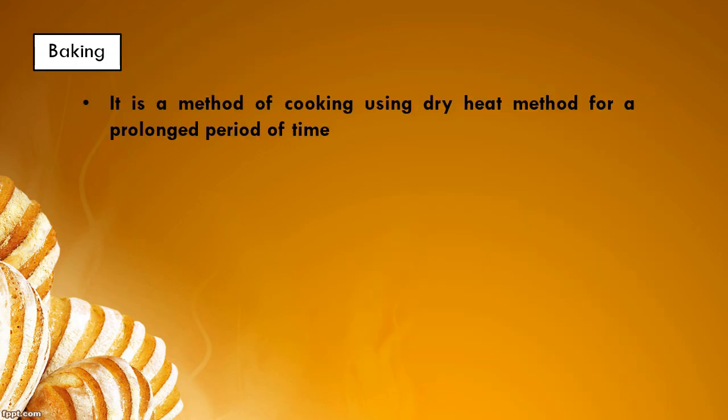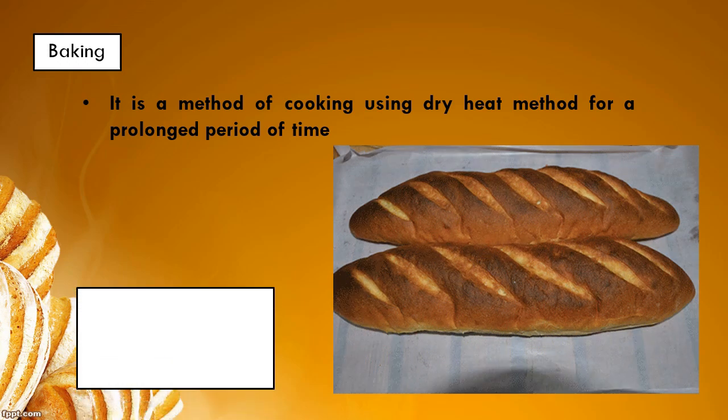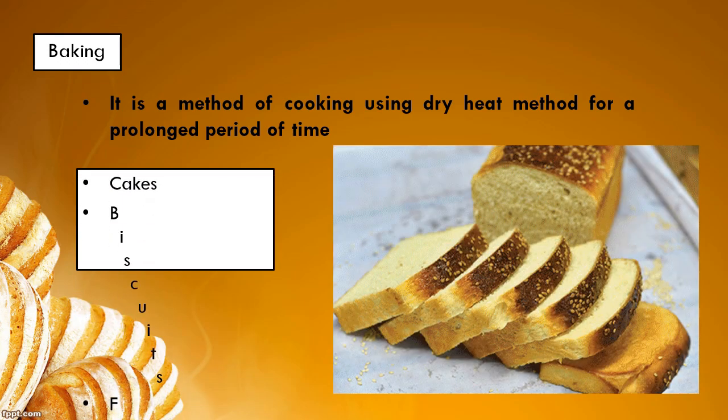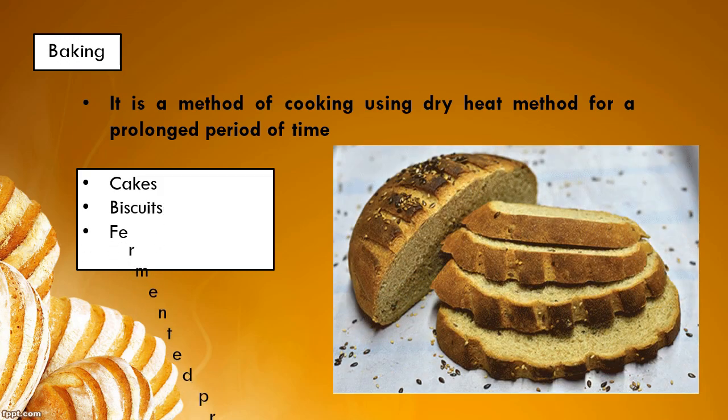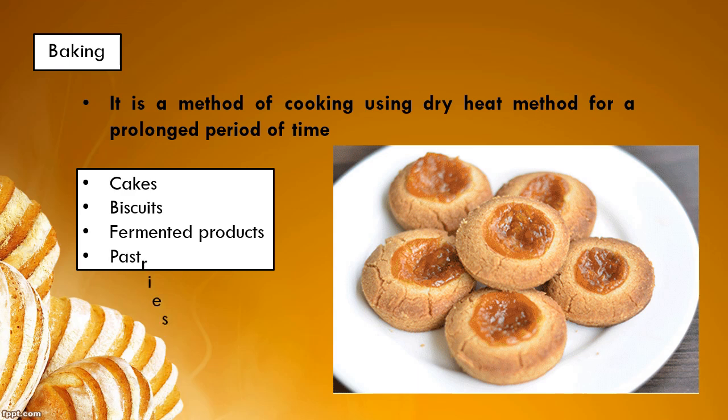Before entering into the topic, let us see what baking is. It is one of the methods of cooking using dry heat for a prolonged period of time. The common bakery products are cakes, biscuits, fermented products, and pastries. To prepare these baked products, we need some ingredients commonly known as raw materials.